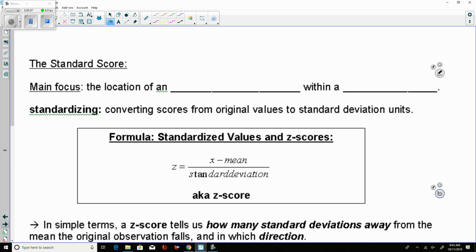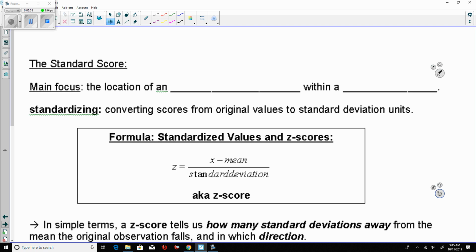This is a way we can take all our data, no matter what it is, and go from our normal curve, our bell curve with our mean and standard deviation, and apply it to the same scale. They're called z-values. So we're converting scores from original values to standard deviation units. Remember, how many standard deviations above the mean do we show?